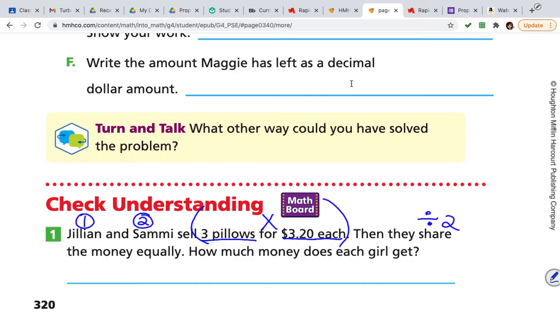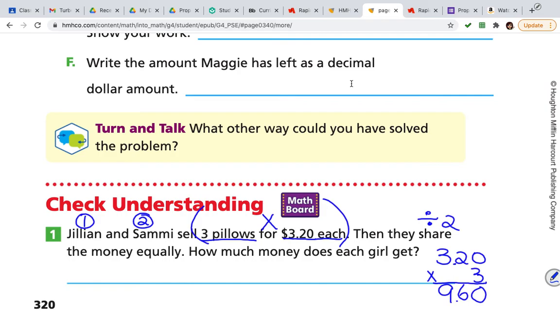So we're going to start off with $3.20. So I'm going to change it to cents, 320 times 3. So we're going to go back and put the decimal in so I can add the decimal. 3 times 0 is 0. 3 times 2 is 6. And 3 times 3 is 9. We have $9.60. So Jillian and Sammy made $9.60.